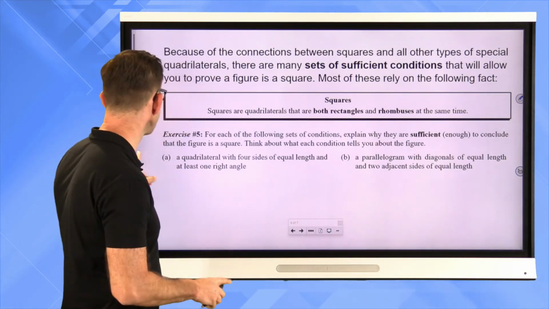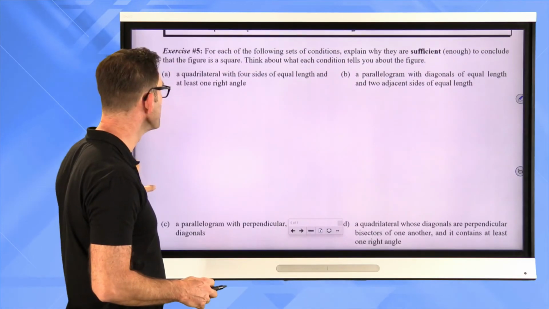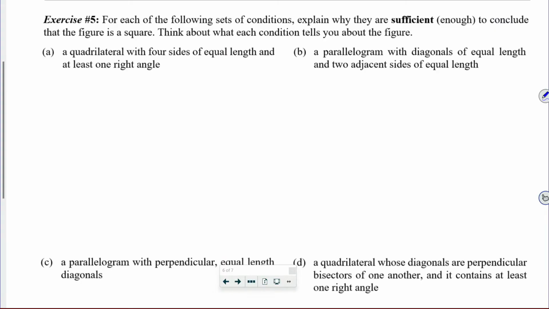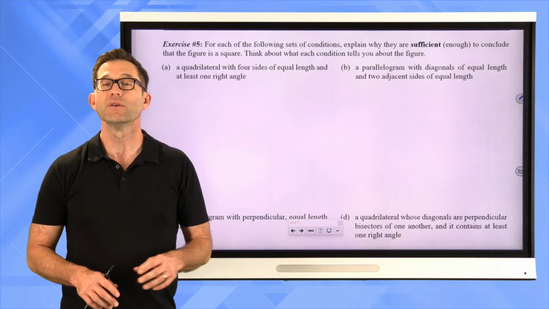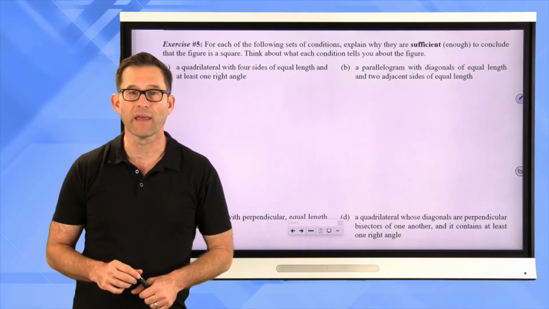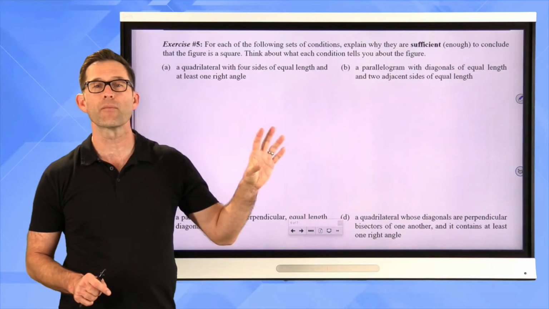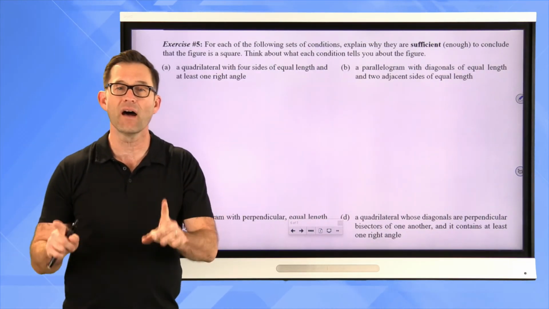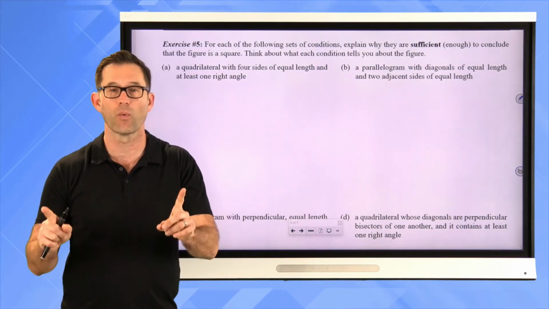So let's take a look at exercise number 5, the last of this particular lesson. Let's see what we have. For each of the following sets of conditions, explain why they are sufficient, i.e. enough, to conclude that the figure is a square. Think about what each condition tells you about the figure. All right, so what we want to do in each case is explain why the information that we're given is enough to say that the figure is a square.